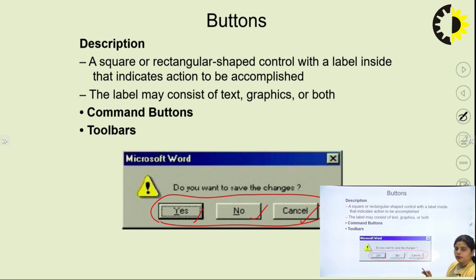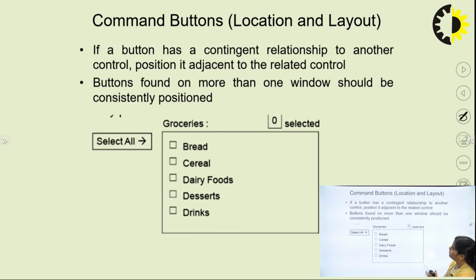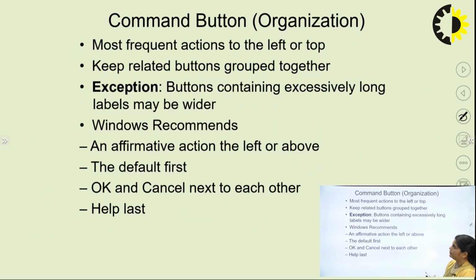Now if instead of this combination you give the yes button here, the no button here and the cancel button here, then this is not a feasible way to give the buttons. Here I am discussing only that related buttons should be grouped together. Exceptions: buttons containing excessively long labels may be wider.